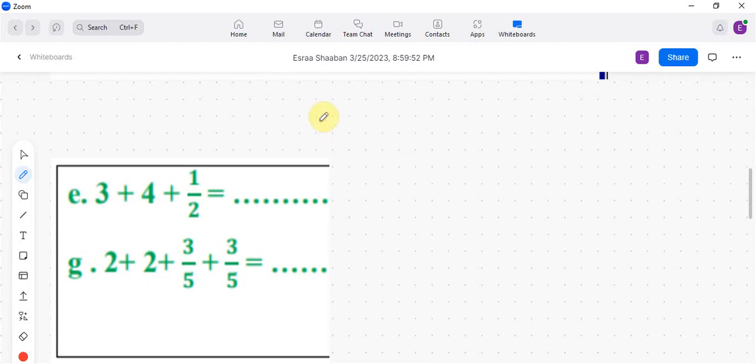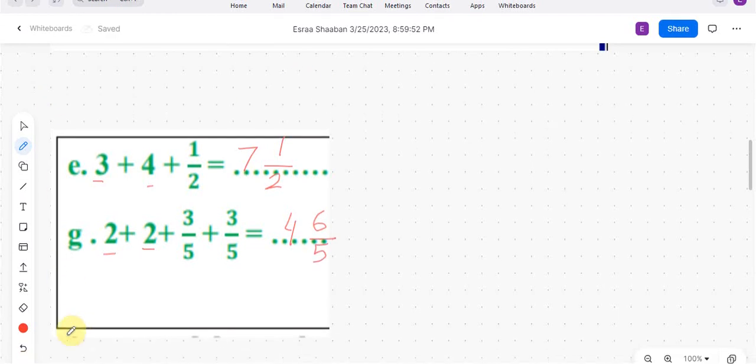Here, letter E, 3 plus 4 plus a half. So 3 plus 4 equals 7 and we have only one half. So this is 7 and 1 over 2. Letter G, 2 plus 2 plus 3 over 5 plus 3 over 5. So here 2 plus 2 equals 4. And after that the fractions. 3 plus 3 equals 6 over 5.